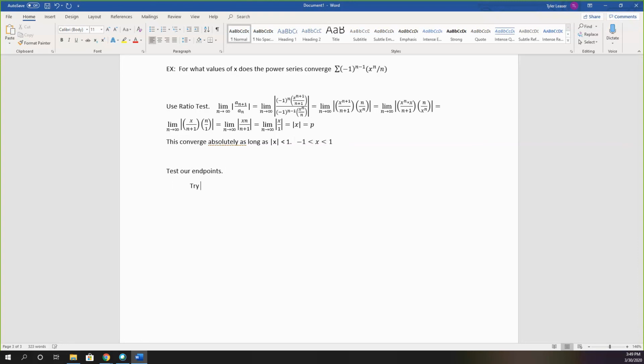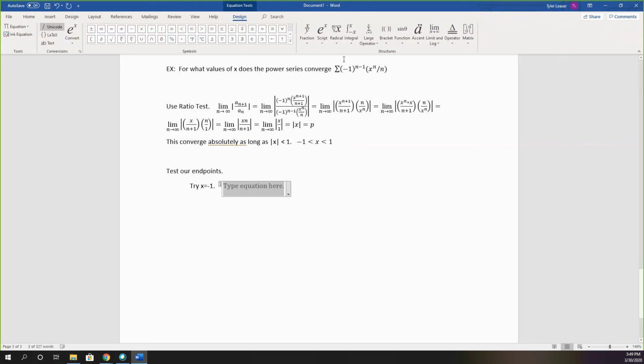So the first thing let's do is try the endpoint -1 and just see what happens. To test an endpoint, just plug it back into your infinite series. So this is still going to be the infinite series from 0 to infinity, but now I'm going to replace the x up here with a -1. So we're going to have -1 to the n-1 times -1 to the n divided by n. Again, just replacing the x in the power series with the endpoint -1.